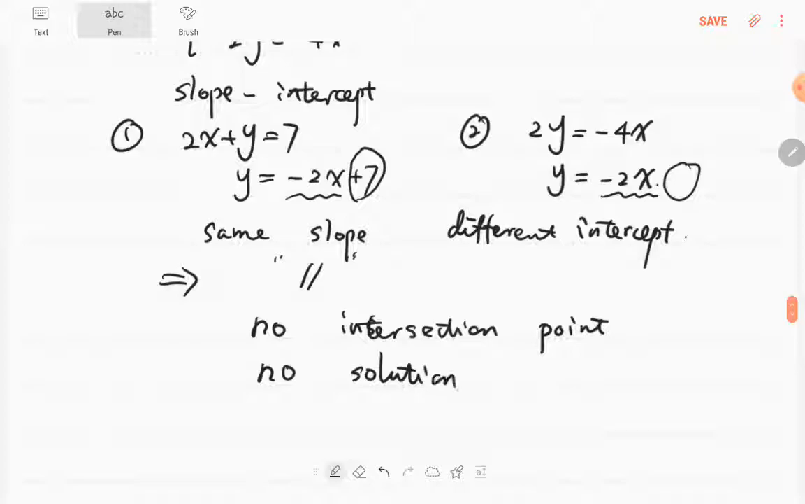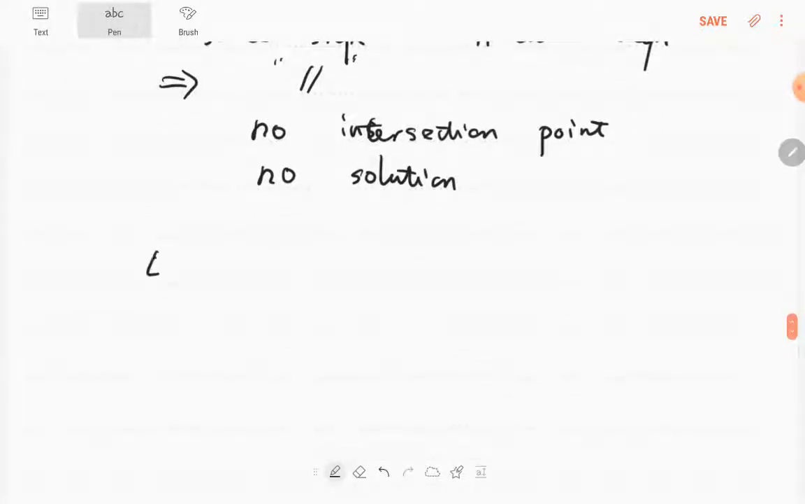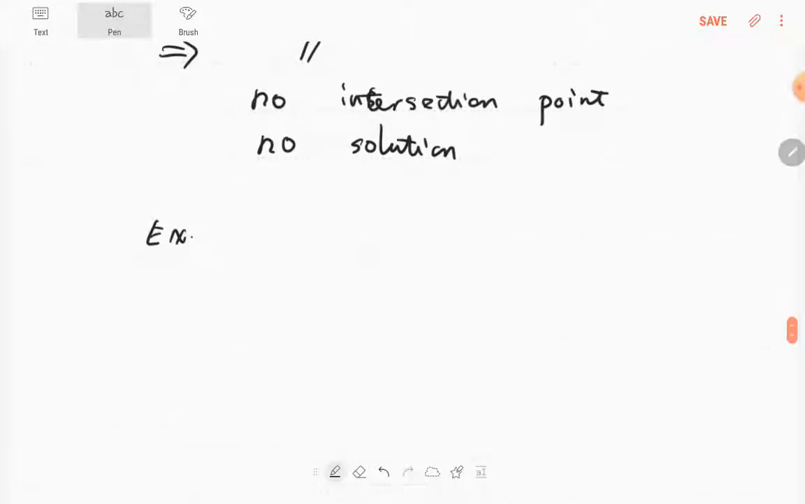So this is one of the special cases. Two straight lines are parallel to each other. Then they will never have an intersection point. If they do not have an intersection point, then there's no solution for this system. So please remember, this is the first special case. Let's check another example, and talk about another kind of special case.